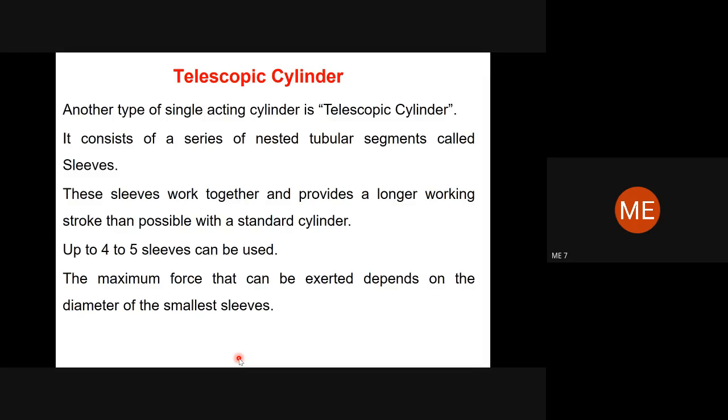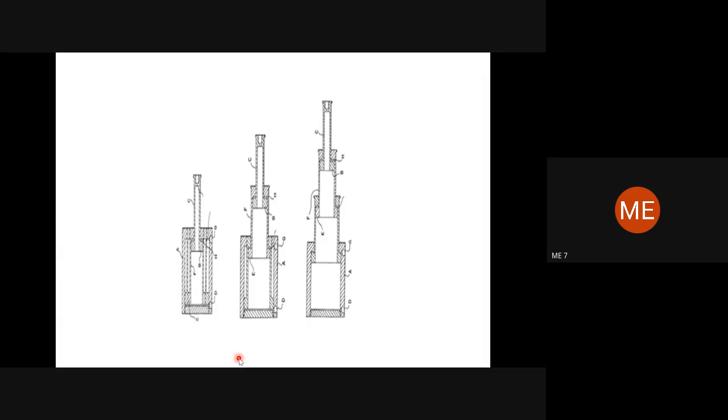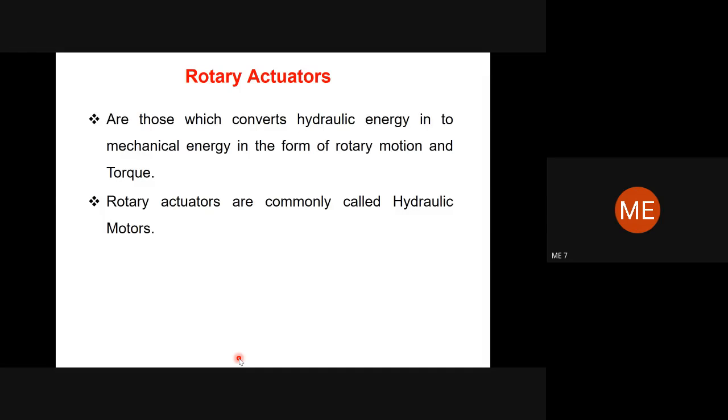So these are the different possibilities of the linear actuators. Next class we'll start with what is called the rotary actuators. I think we'll stop at this time. Okay, we'll take the attendance.